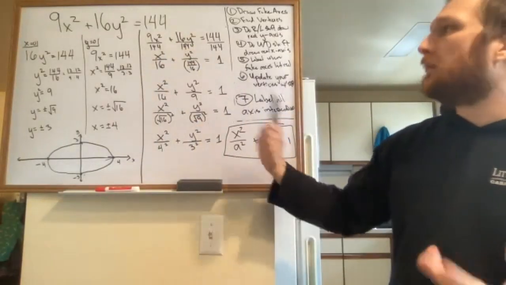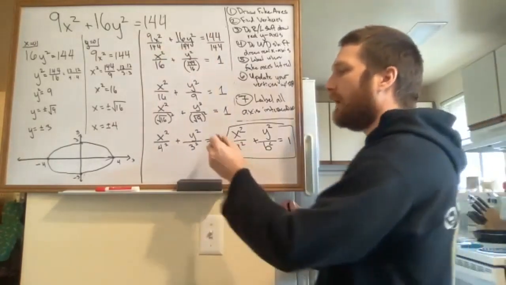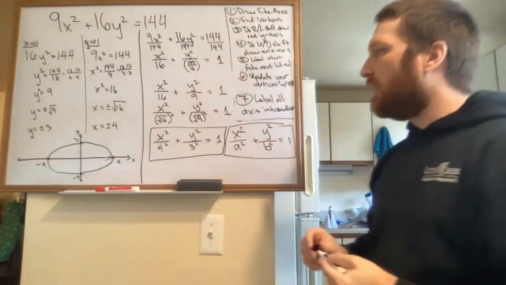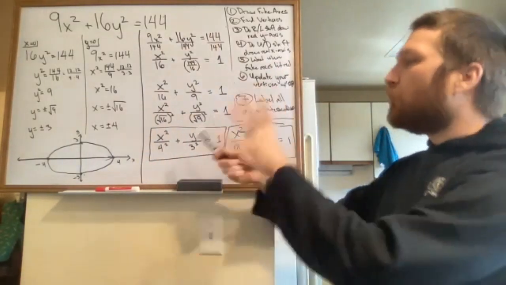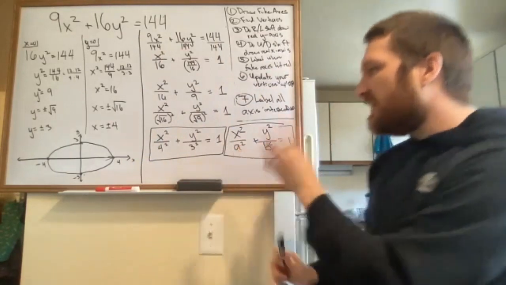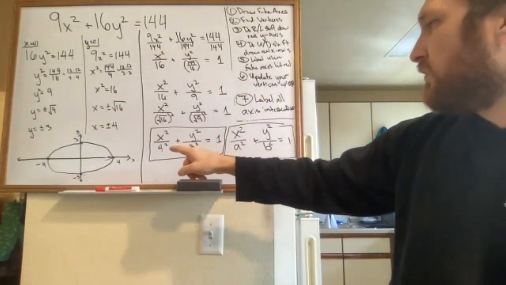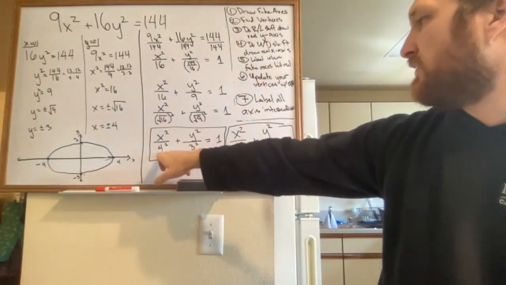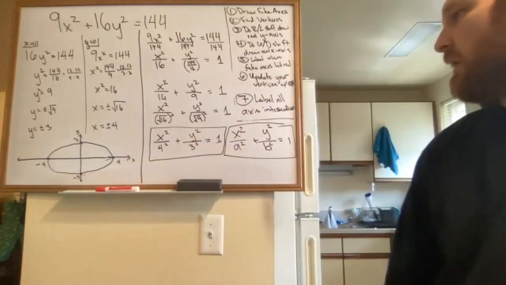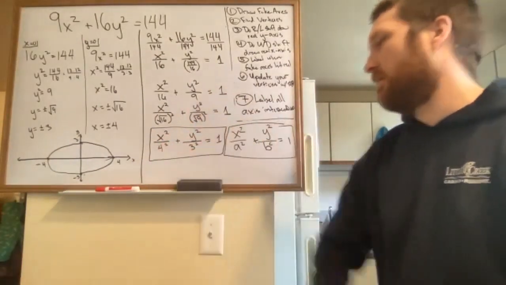And so we go through and blah, blah, blah. And now that it's in this form, I really don't need to use my brain. I know that by putting it in this form, the reason this form exists is so that I could just look at it and go, yeah, it goes through the x-axis here at plus 4 and minus 4. It goes through the y-axis here at plus 3 and minus 3. All the information is right there.